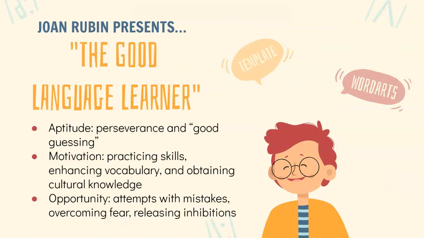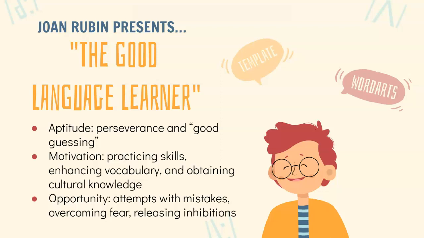And then another concept I really enjoy talking about, reading about, is how Joan Rubin presents, quote unquote, the good language learner. Basically, the skills that the good language learner has is aptitude, which is having perseverance if you're getting the wrong answers to keep going, and also having really good guessing, not being afraid to guess and not know. And then we have motivation. So this is practicing skills on your own, enhancing your vocabulary when you have the opportunity, and also putting in an extra effort to obtain cultural knowledge when you're learning a language.